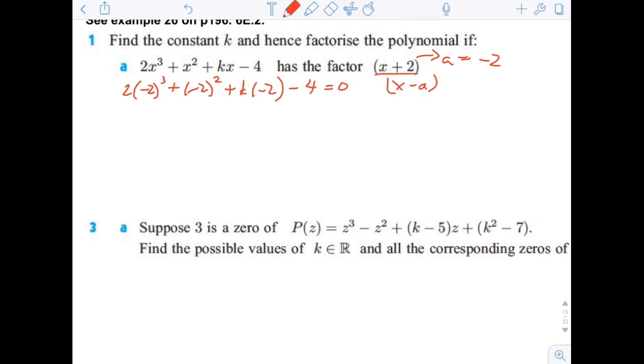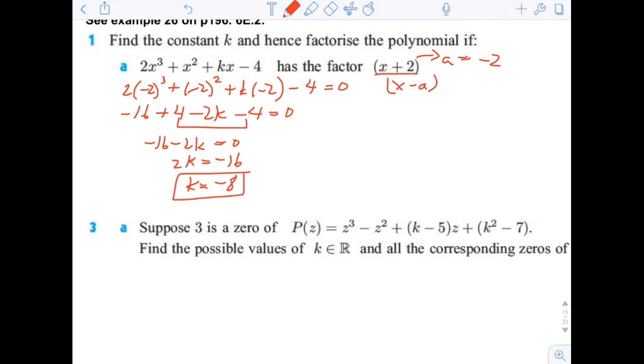So -2 cubed is -8, so this would be -16. -2 squared is 4. Minus 2k minus 4 equals 0. Minus 4 and positive 4 cancel out, so -16 minus 2k equals 0. 2k equals -16. k equals -8. Okay, so now we know k equals -8.